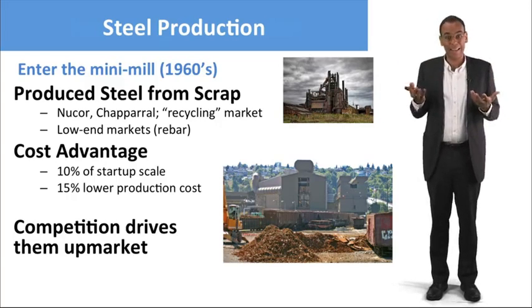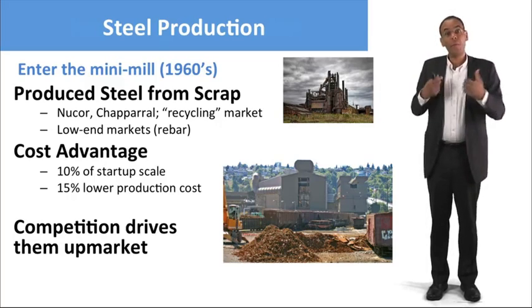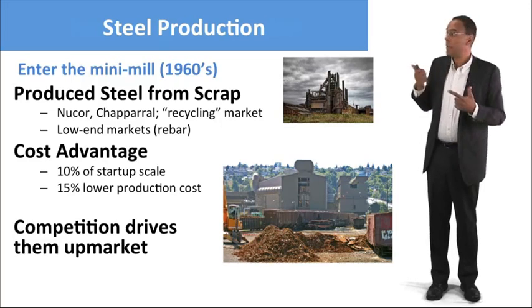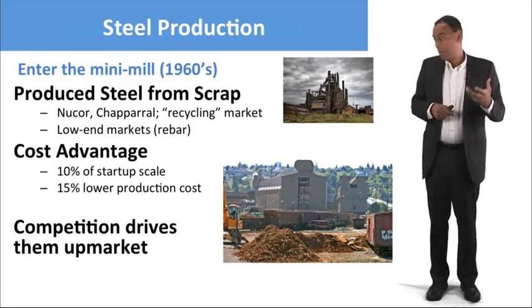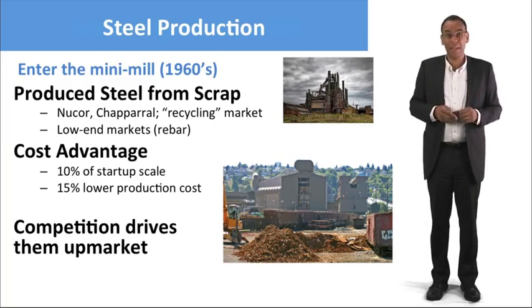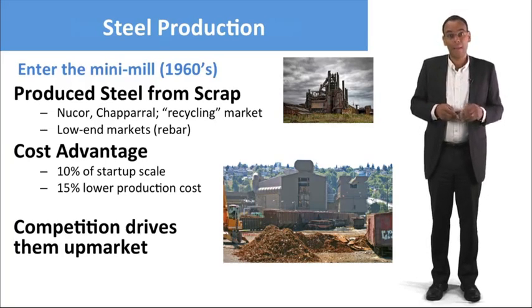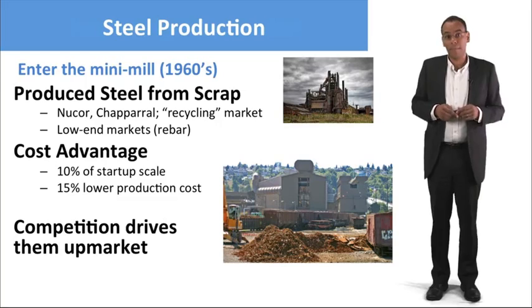And so at the bottom of the market, because we're getting really crowded, we begin to push up market. So pretty soon we're making the same quality steel as the big mills, but now with these advantages. Again, with 10% of the startup cost and a 15% production cost advantage. That's a big deal.